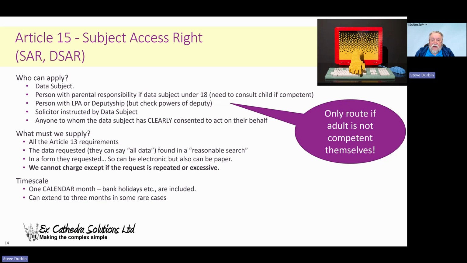Now, repeated means they've asked for the same data again. It doesn't mean that if they ask for different data. So, for example, if someone puts in a subject access request every 18 months, asking for the data for the last 18 months, it's perfectly legal and legitimate. They're allowed to do that. You have to deal with that. The timescale, as per Article 12, is 1 calendar month. Bear in mind that bank holidays, school holidays, high days, holy days are all included, and that you can extend to 3 calendar months in some circumstances, but it should be rare.